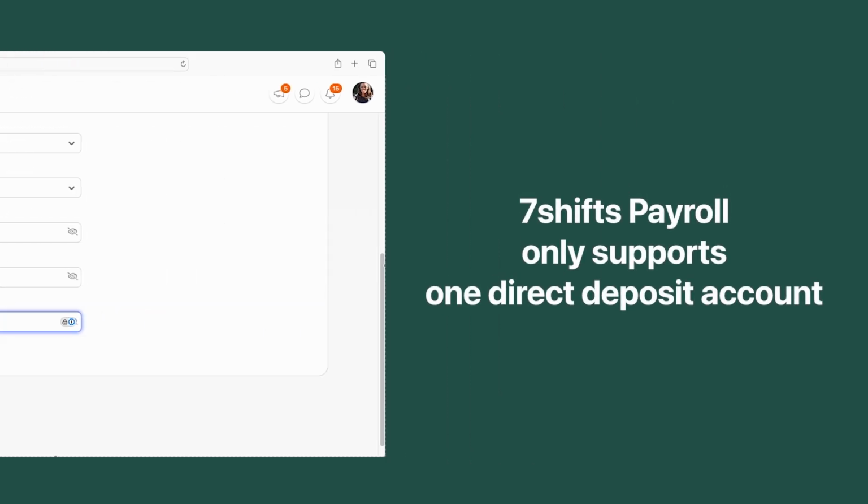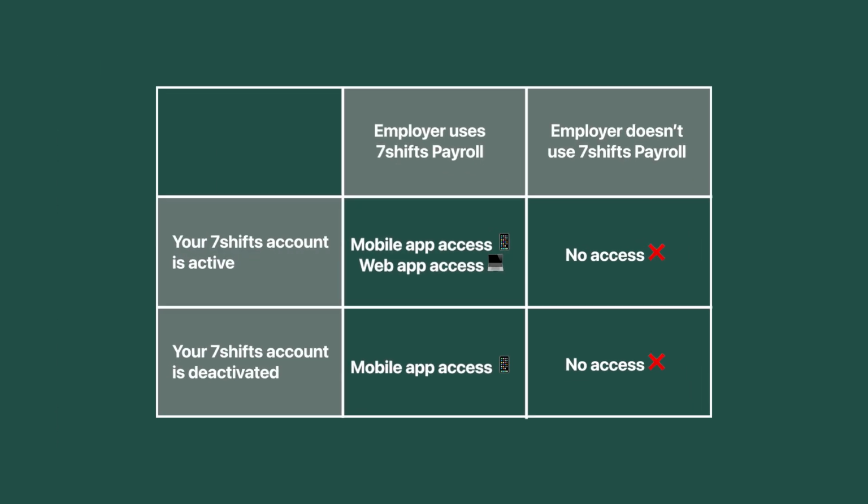It's important to note that 7shifts payroll only supports one direct deposit account. You can't split deposits across multiple accounts. When your employer pays you using 7shifts payroll, you can access your pay stubs on mobile or web.